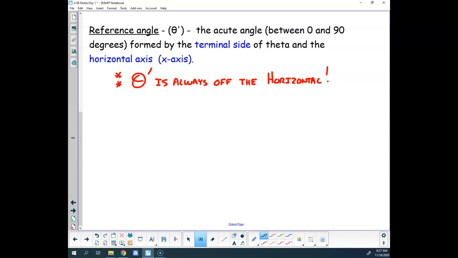So, if I am in quadrant number 1, there's my terminal side. So here would be theta. Theta would equal theta prime, because it comes off the horizontal. So in quadrant 1, the angle is its own reference angle.